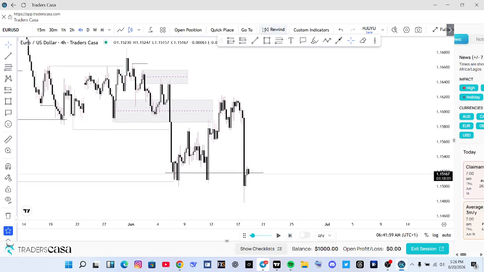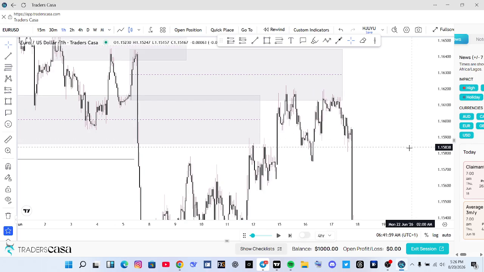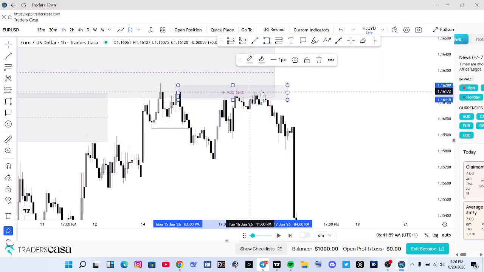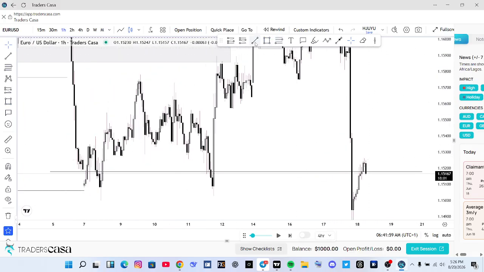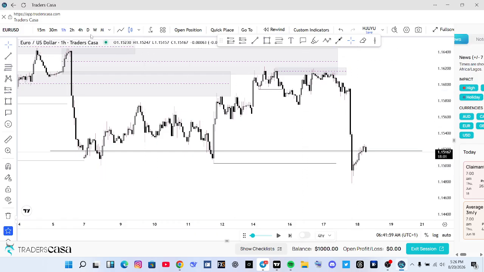Eventually price sold. Where did price sell from? This zone here. So if you wanted to sell from here, you look for a valid break on what? Your 1-hour time frame. You see the break here? Look at this break. And price made a retracement back into that zone. If you want to sell, you sell from here. And where will your target be? You target the low that created that retracement. So you sell from here, hold down to this zone.